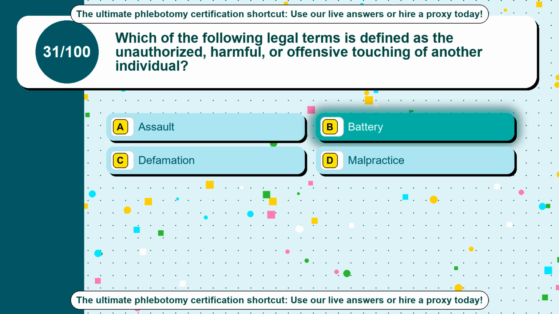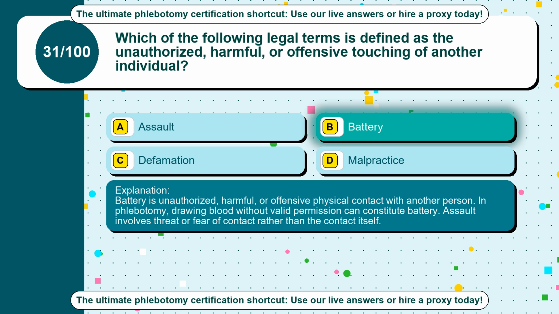Battery. Battery is unauthorized, harmful, or offensive physical contact with another person. In phlebotomy, drawing blood without valid permission can constitute battery. Assault involves threat or fear of contact rather than the contact itself.